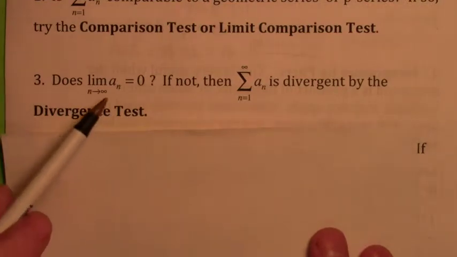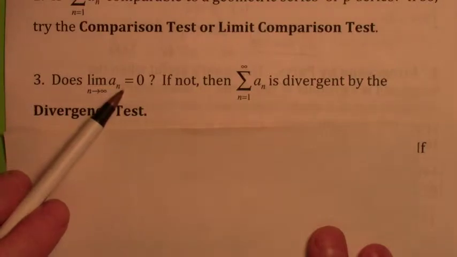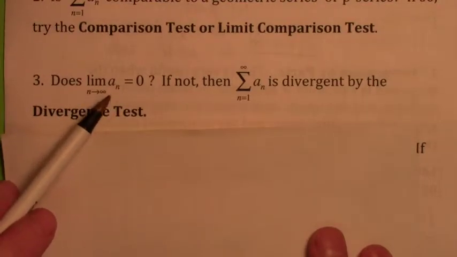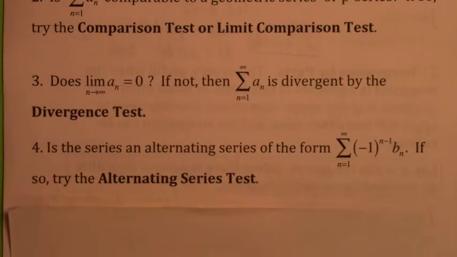But remember, just because the nth term goes to 0 does not mean that it converges. Think about the harmonic series. The nth term of the harmonic series goes to 0, but it still diverges. But if the nth term does not go to 0, you're done. You can stop and say the series is divergent.